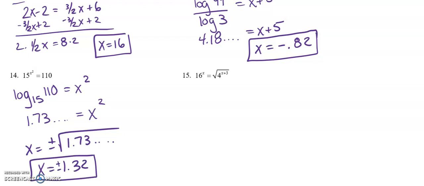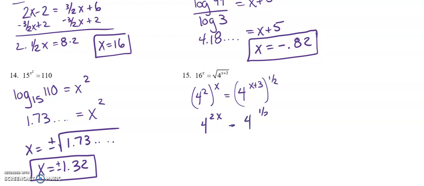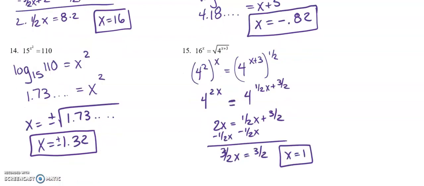Last one here, 16, we can rewrite as 4 squared to the x. This is 4 to the x plus 3 to the 1/2 power because it's the square root. So now we've got 4 to the 2x equals 4 to the 1/2 x plus 3/2. That was kind of messy. And you can go ahead and solve the rest of that. Okay, so when you get those bases to match, those exponents have to match. Work your magic, solve your equation, and you get x equals 1. And it works because I checked it already.